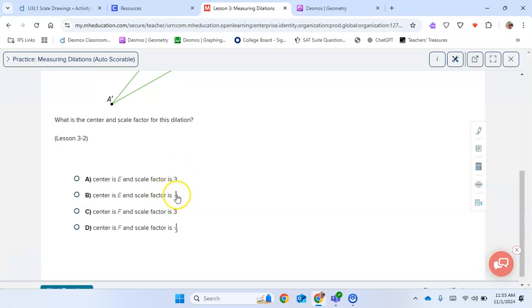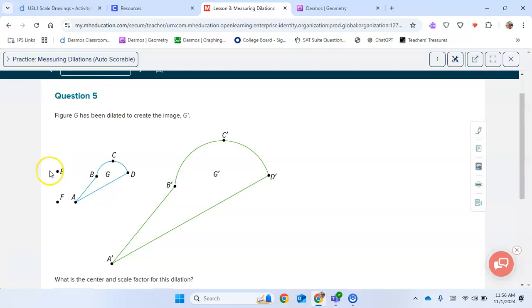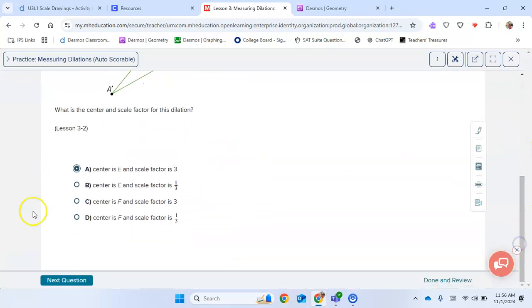and 1/3 is not greater than 1. It got bigger, so the scale factor is 3. It's 3 times as big, centered at E. The green figure is 3 times as big.